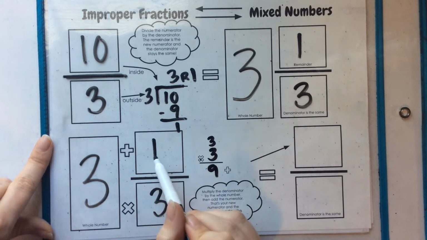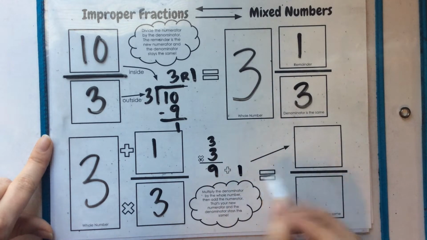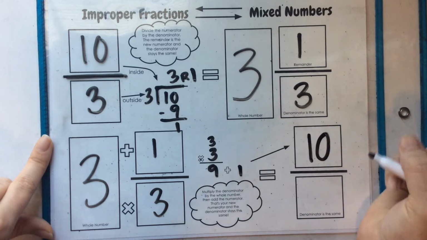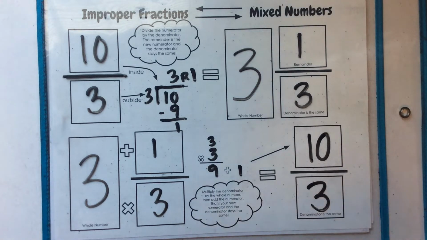Then we have to add this one more third. So 9 plus one more third equals 10. So this now becomes our numerator, and our denominator stays the same. So 10 thirds.